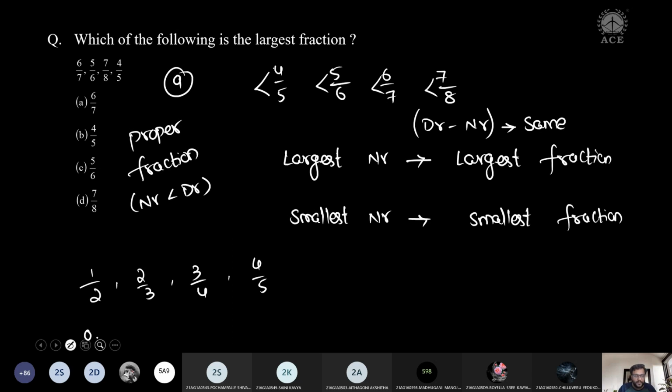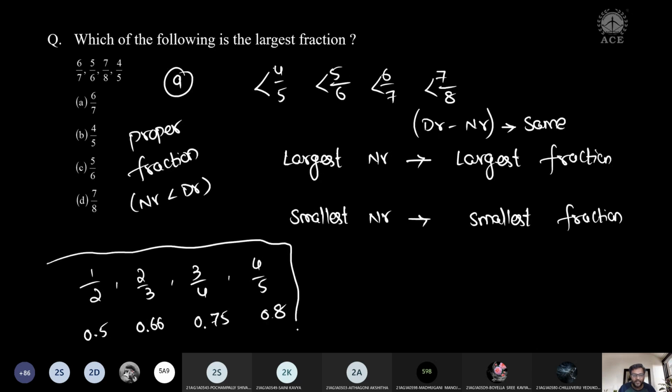1 by 2 is nothing but 0.5. 2 by 3 is 0.66. 3 by 4 is 0.75. 4 by 5 is 0.8. So guys, you can understand now in this example clearly.